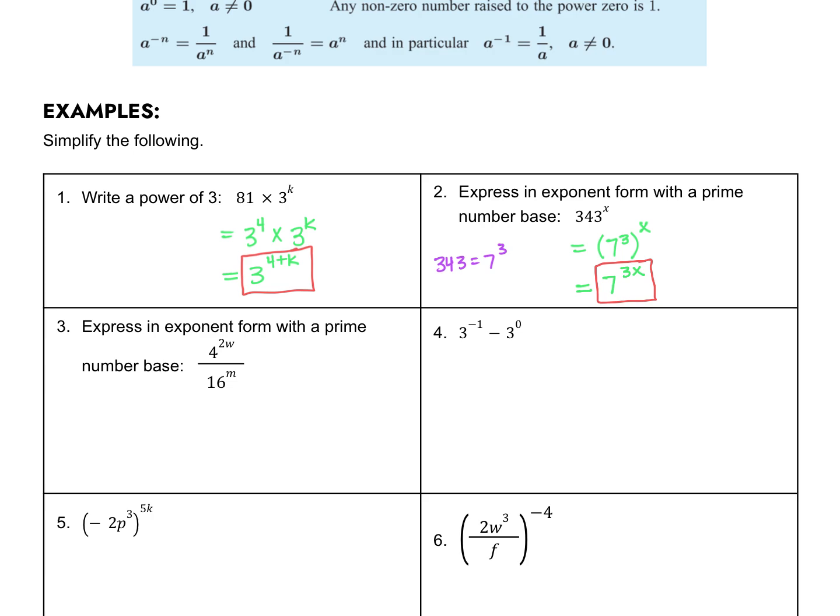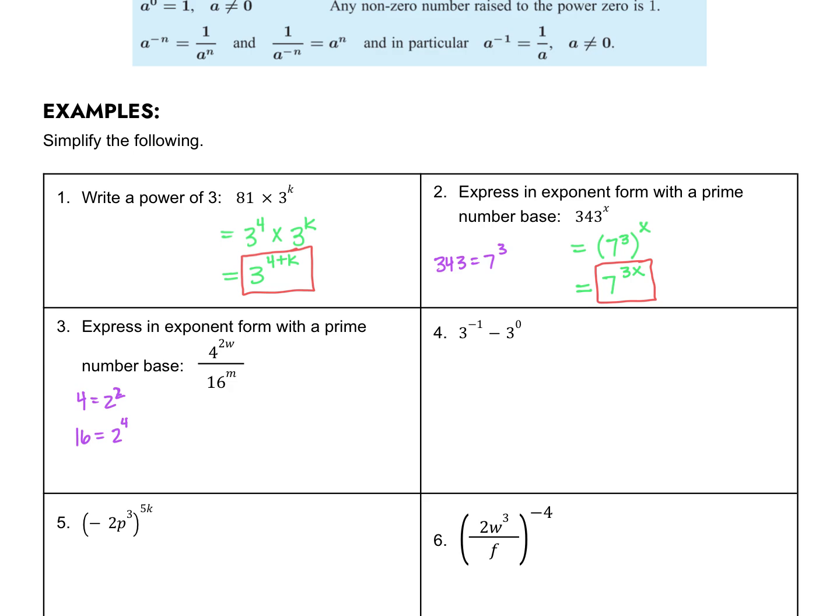All right, so number 3, it says express in exponent form with a prime number base. So remember, prime number base means that you want to write it with a base that can only be divided by 1 and itself. So a prime number is 2. So I can rewrite 4 as 2 to the power of 2. And I can write 16 as 2 to the power of 4.